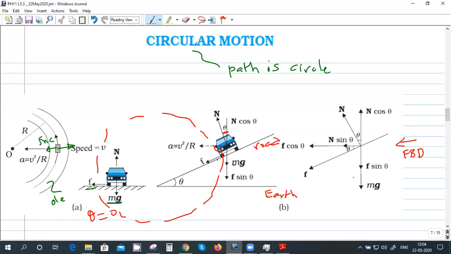Now we can write the two equations, one in the horizontal direction, another in the vertical direction. Because if you take horizontal and vertical directions, then you have to resolve both the friction force and the normal force. You get F sin theta, F cos theta, and similarly N cos theta and N sin theta. When theta is 0, the entire normal reaction is balanced by the weight, and the friction force is entirely in the horizontal direction. The vertical component of the friction force will be 0.